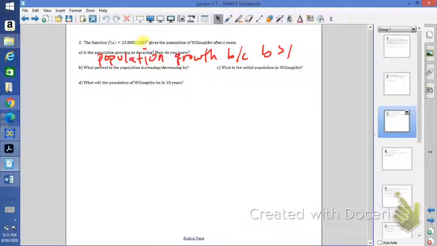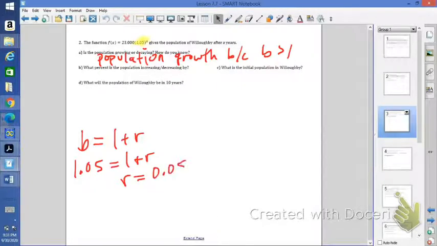So we have growth, so our b is equal to 1 plus r. Well, our b is 1.05. That equals 1 plus r. Alright, so 1 plus what will give us 1.05? Well, r's got to be 0.05. Alright, and so what is that as a percent? You'd move your decimal place over 2 spots, so that would give you 5%. So we have 5% growth.